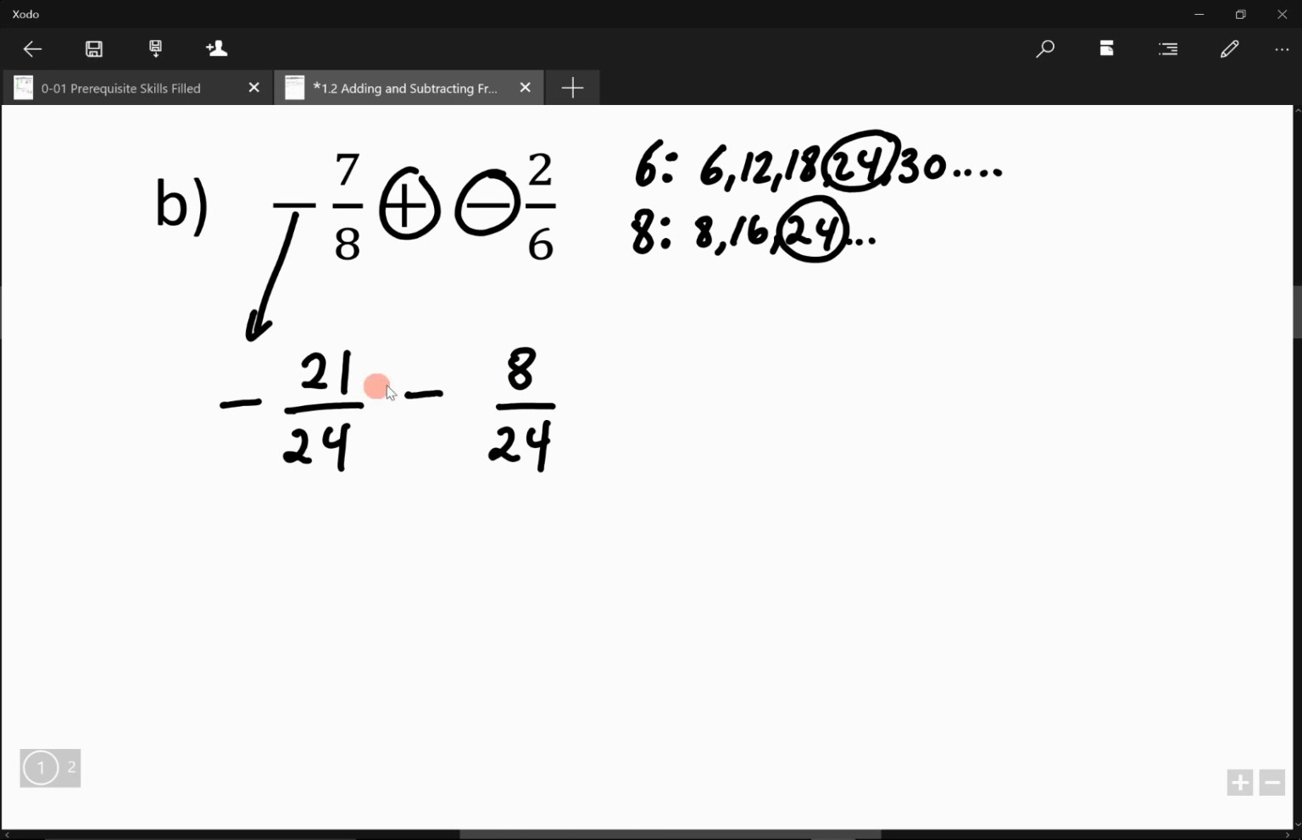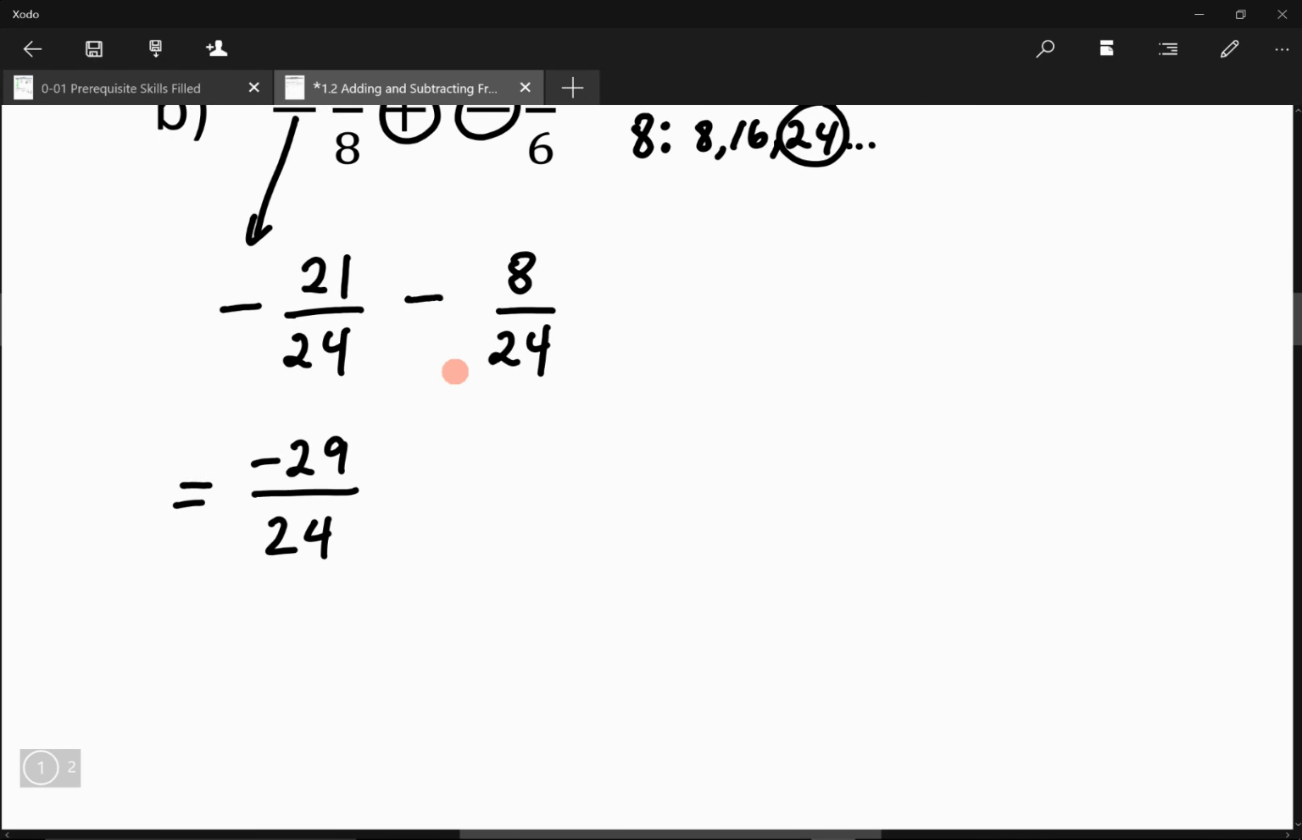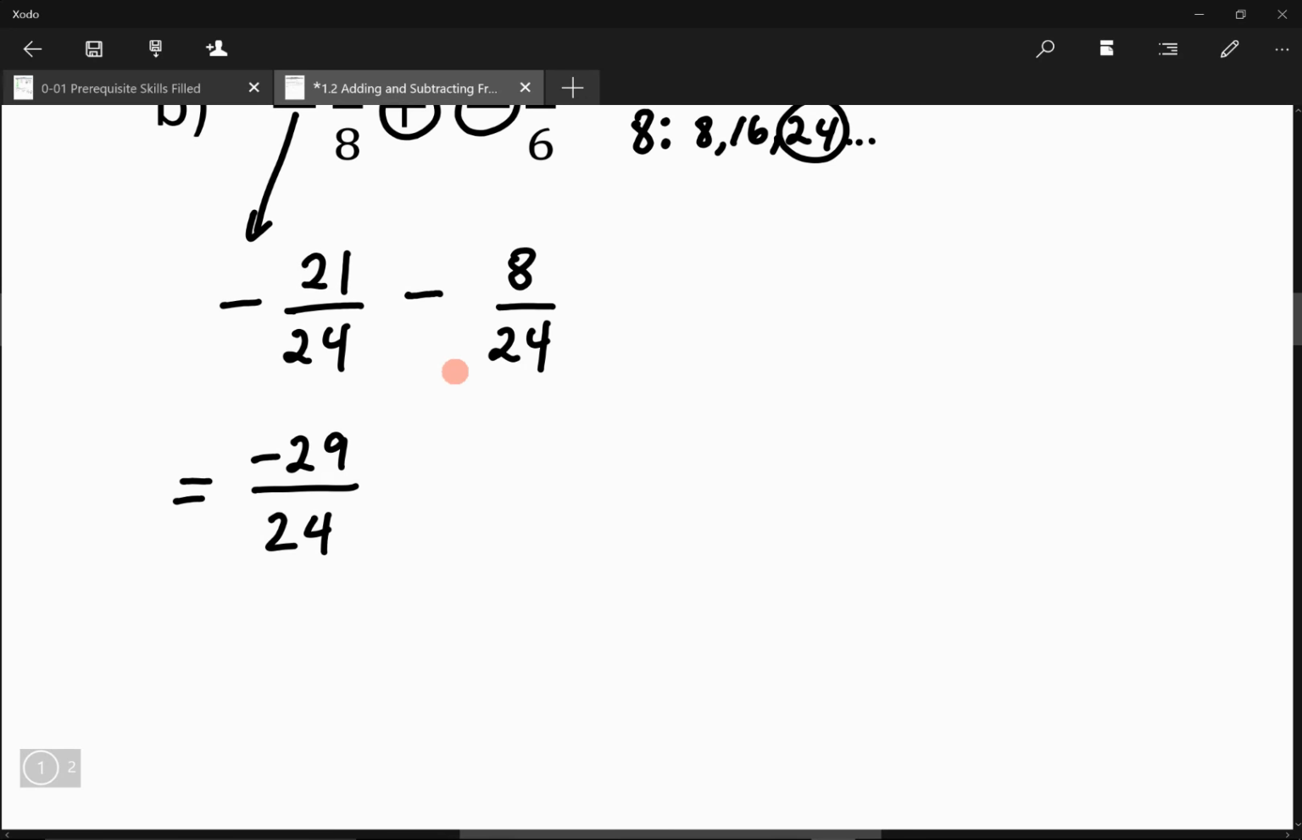And if I subtract these two, keep in mind your signs. Negative 21 minus 8 is negative 29. So you just subtract the numerators, but you keep the denominators. It's always good form to either write the negative on the numerator or just keep the negative on the side, but never write it in the denominator.